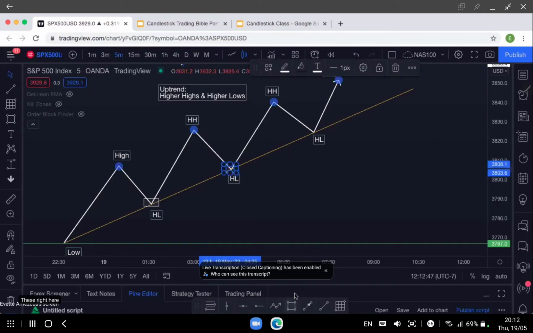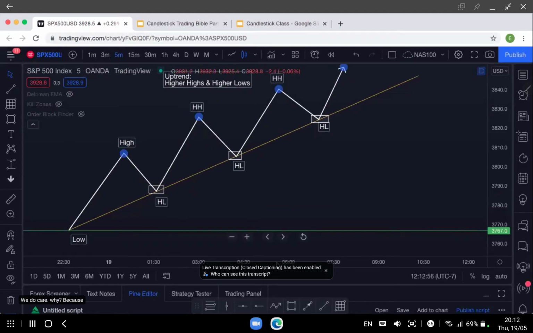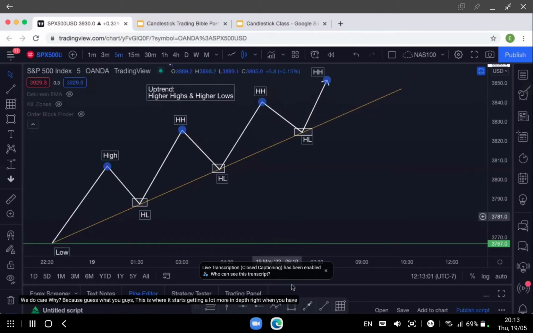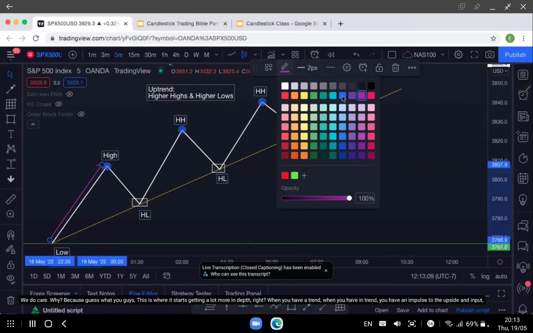These right here. Is it saying that we don't care about reversals that happen here? We do care. Why? Because guess what, you guys? This is where it starts getting a lot more in depth, right? When you have a trend, you have an impulse to the upside.